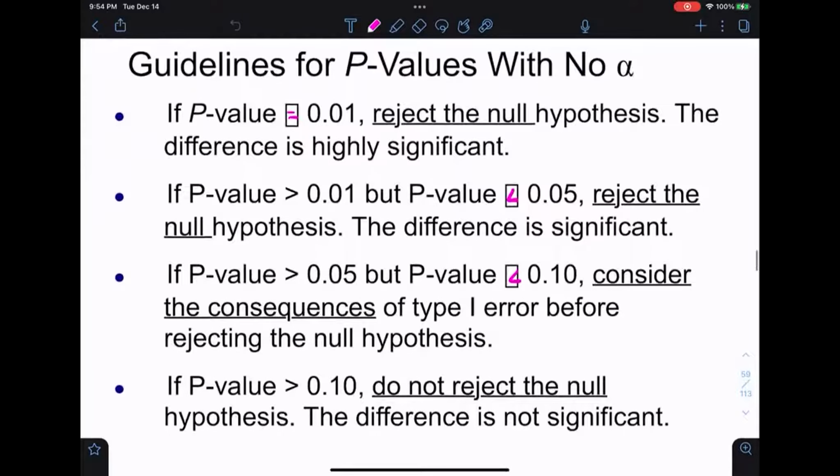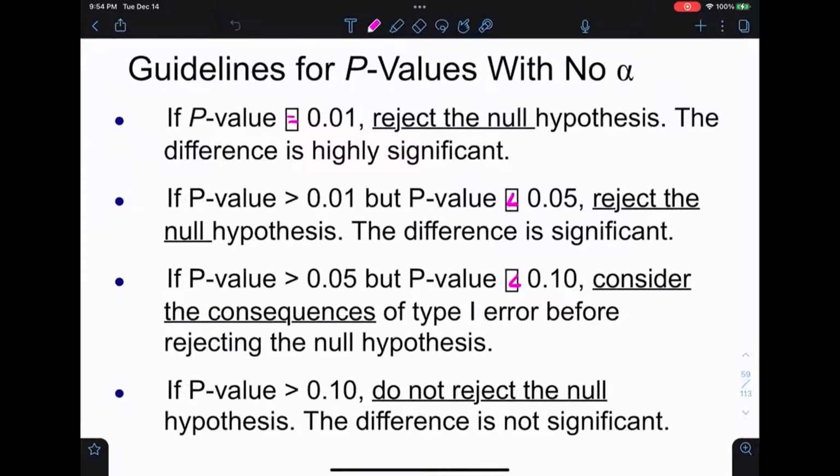Okay, so here they have some guidelines for the p-value with no alpha. If the p-value is less than 0.01, reject the null hypothesis. The difference is highly significant. Make sure that you know these things. I might put this on the test. If the p-value is greater than 0.01 but less than 0.05, then we reject the null hypothesis, and the difference is significant. The smaller the p-value, the more significant it is.